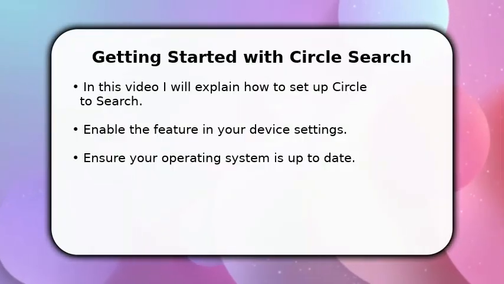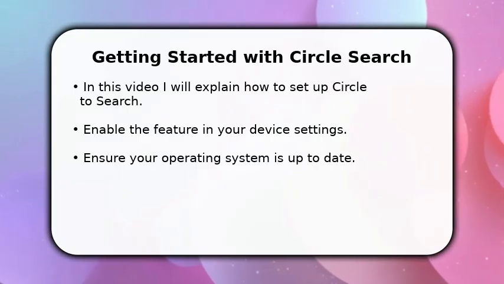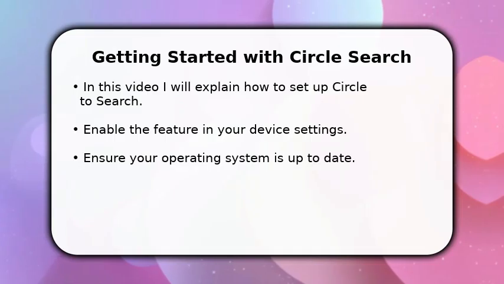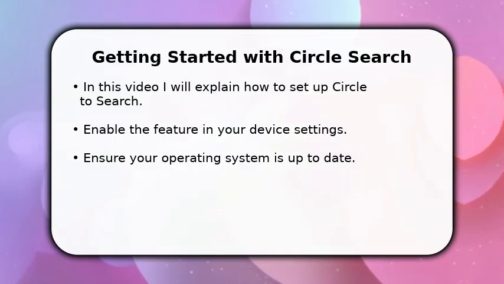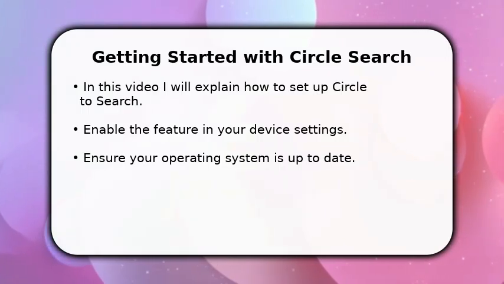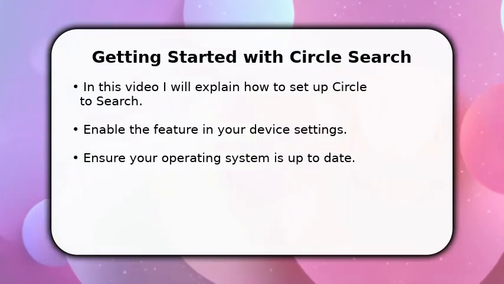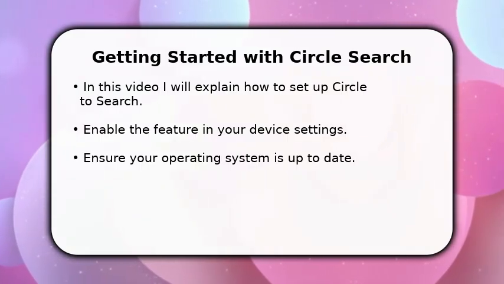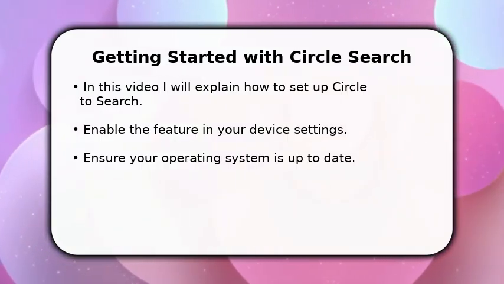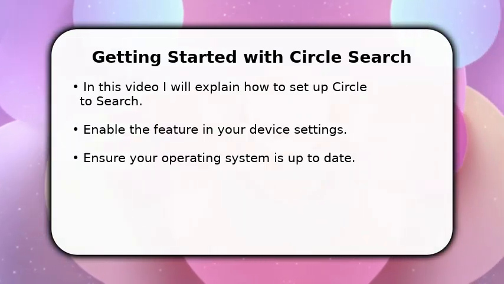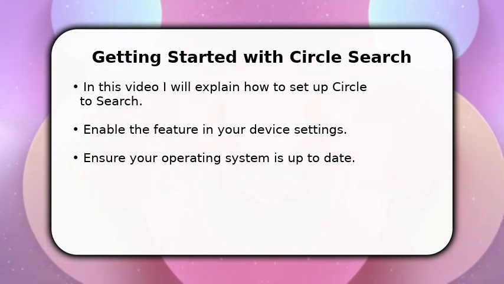In this video, I will explain how to set up Circle to search. First, navigate to your device's settings menu. Look for the Display or Advanced Features section, as the exact location can vary slightly between models. Once there, you will find the option to toggle on Circle to search. This simple step activates the core functionality, allowing you to begin using this powerful tool almost immediately. Make sure your device has the latest software updates for the best experience.